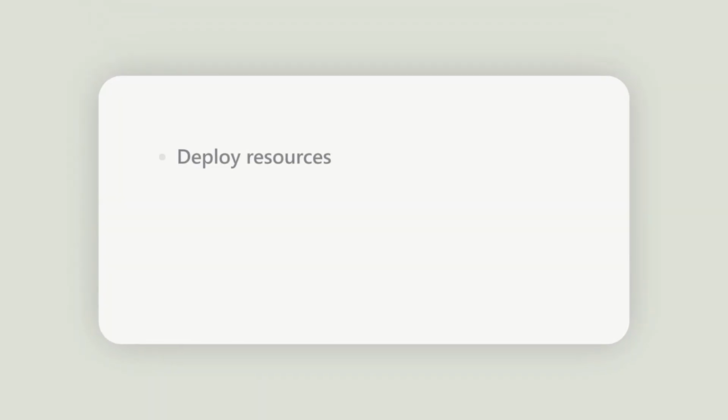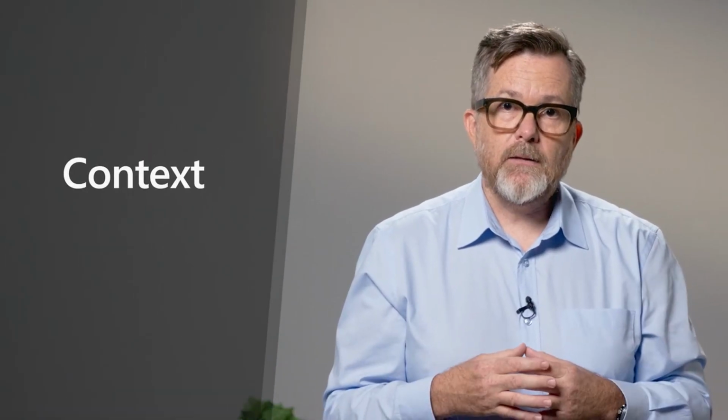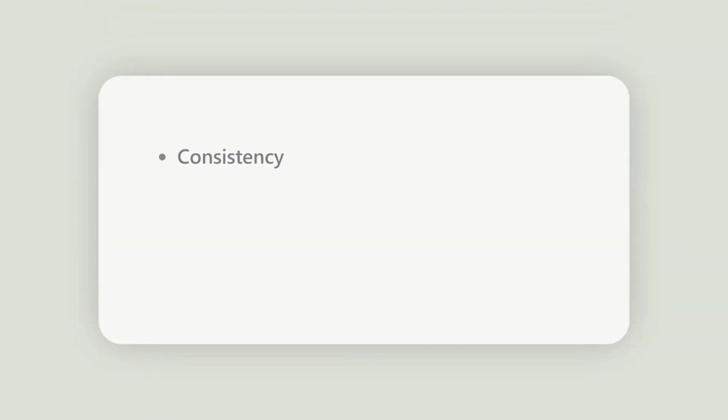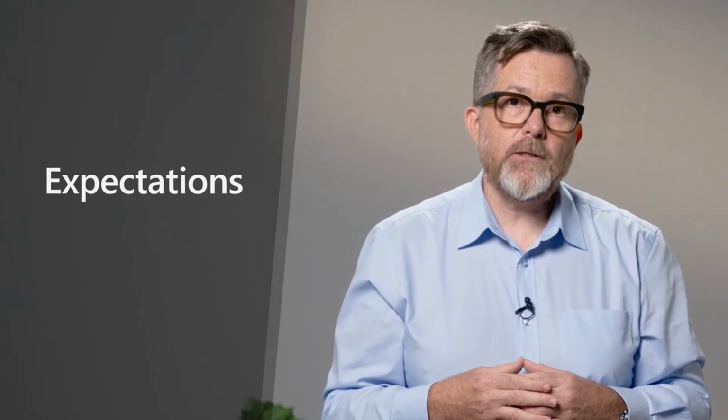You want to deploy Azure resources using an ARM template to ensure consistency and reliability across development, staging, and production environments. Next, the context. What's the situation? You need to ensure consistency across different environments by automating the deployment of Azure resources. This includes virtual networks, subnets, and VMs, and the goal is to streamline the deployment process and reduce the risk of configuration errors. So what are your expectations?